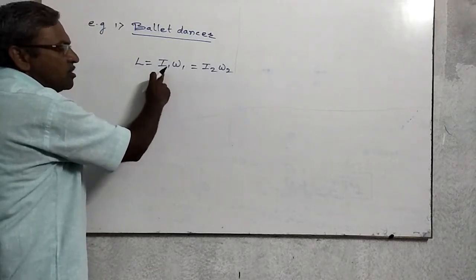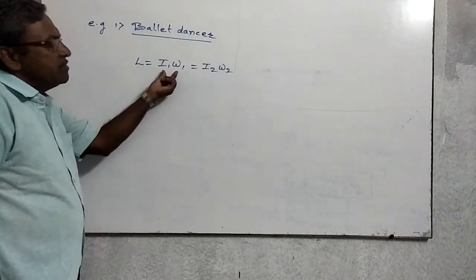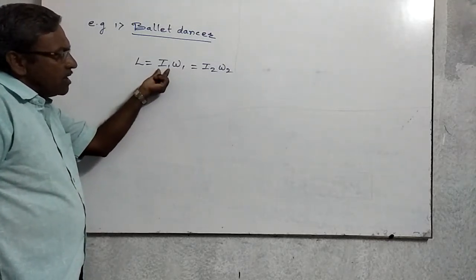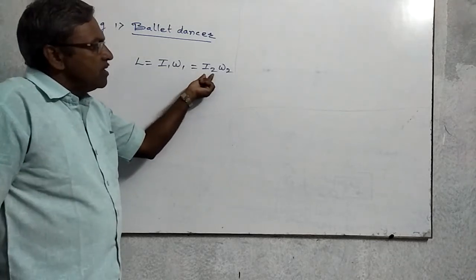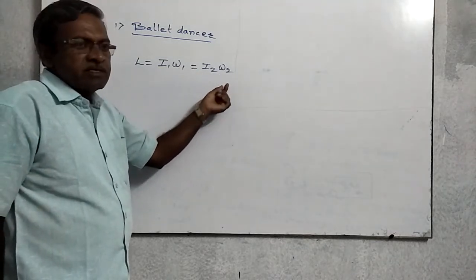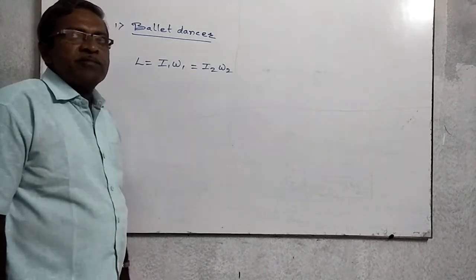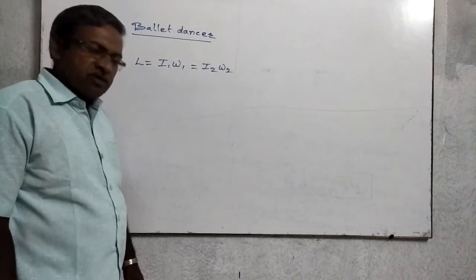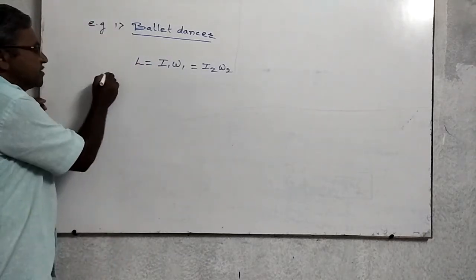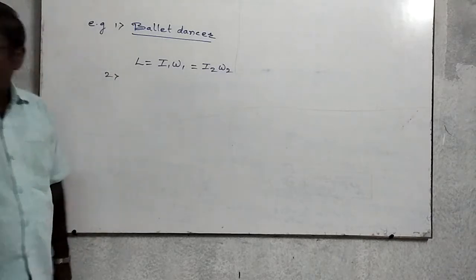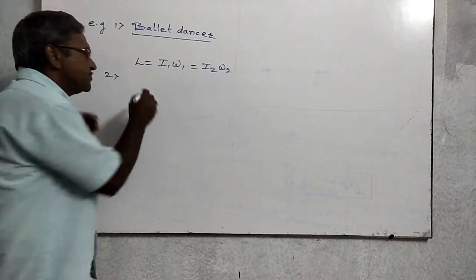So this is the product of moment of inertia and angular velocity. That product remains constant. When I decreases, omega increases. When I increases, omega decreases. This explains that the angular momentum of rotating body remains constant. This is for valid answer. Second one is for diving in swimming pool.